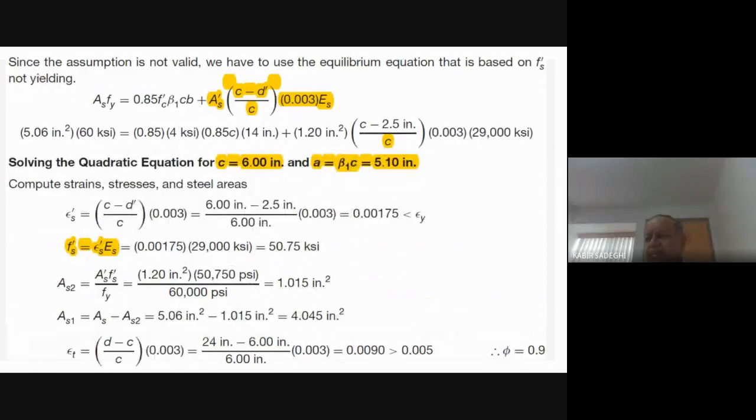Since the assumption is not valid, we have to use the equilibrium equation that is based on f's', not the yielding stress, not fy. Okay. We write again the equilibrium. You remember this is T, this was C, that was equal somehow T, and this is actually T2, which is A's' times f's', and this is totally for us A's'. And when we apply f's', it has two terms. One was the elasticity, and the other part was epsilon prime s.